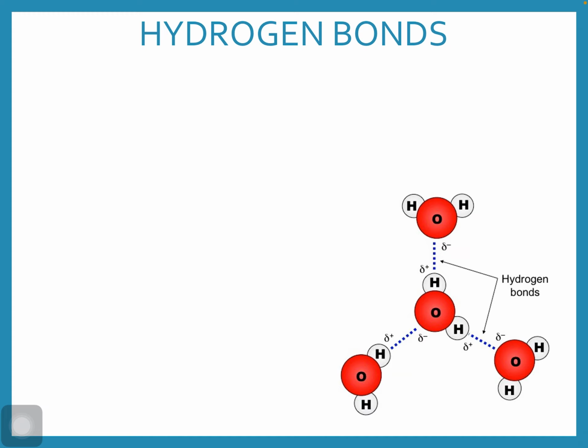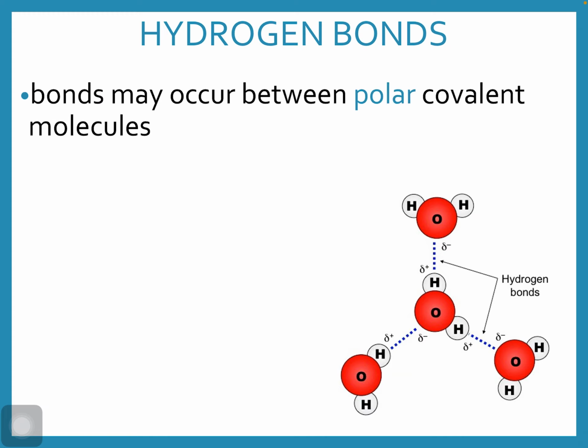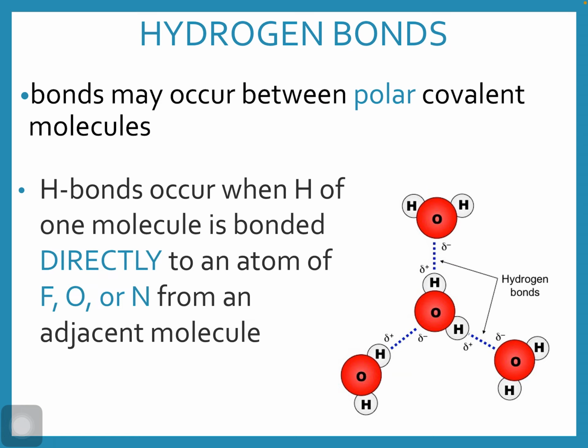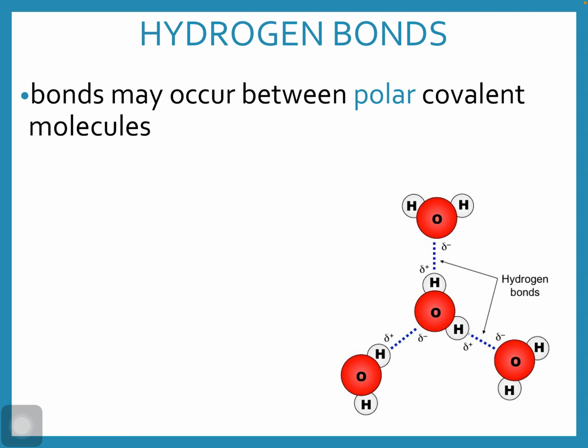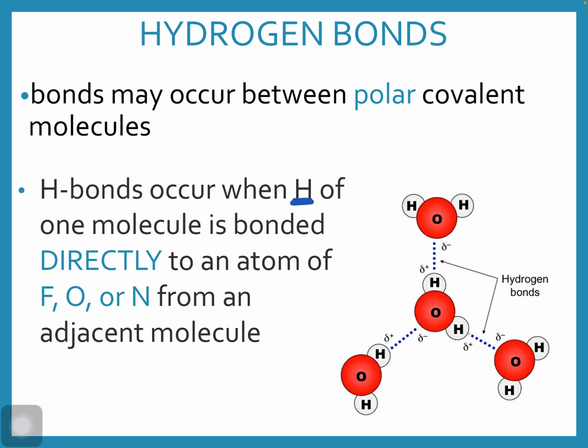That's the stronger thing holding two molecules together. So hydrogen bonds are bonds that occur between polar covalent molecules, but specifically when there is a hydrogen on one molecule that gets directly bonded to a fluorine, an oxygen, or a nitrogen from the molecule beside it. So here we have water. So water has hydrogen and also oxygen. So in this case, we have hydrogen bonded to oxygen.